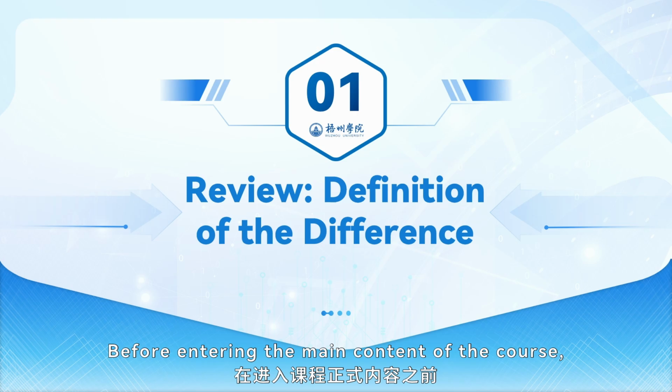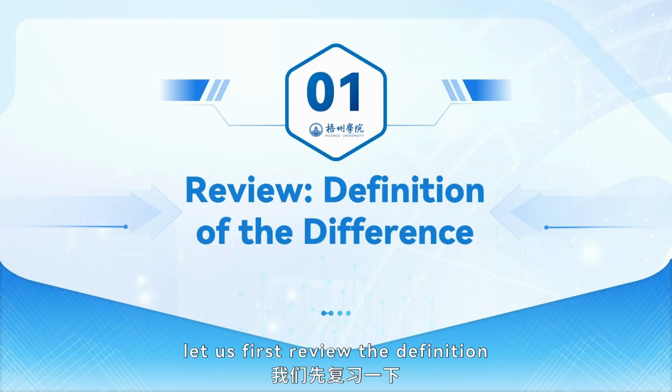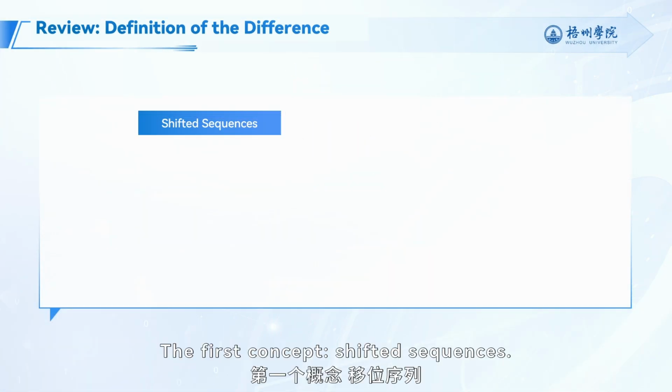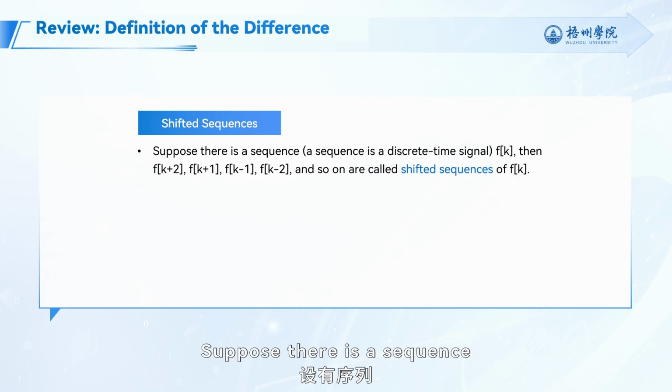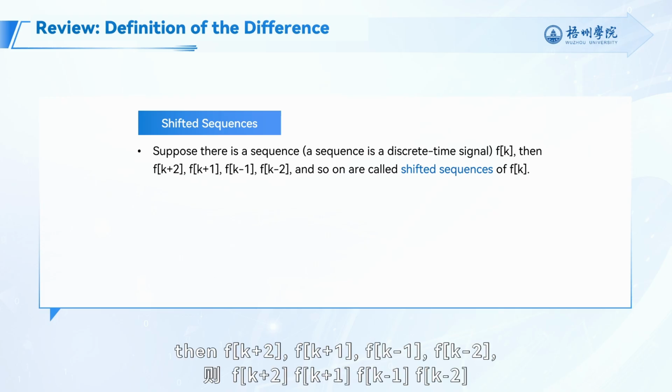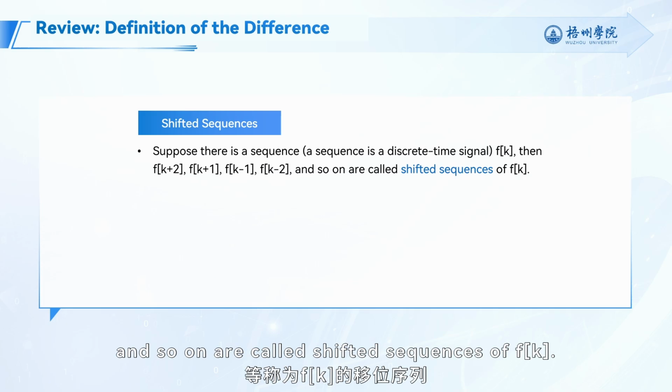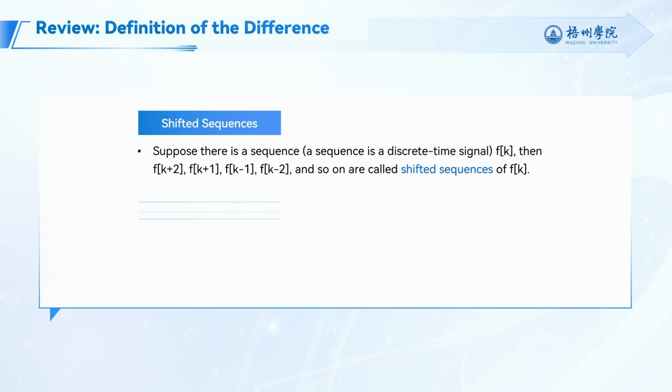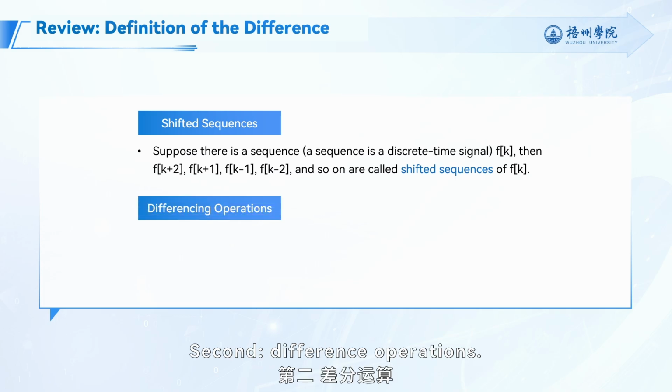Before entering the main content of the course, let's first review the definition of the difference operation. The first concept, shifted sequences. Suppose there is a sequence, a discrete time signal, f of k. Then f of k plus 2, f of k plus 1, f of k minus 1, f of k minus 2, and so on are called shifted sequences of f of k.